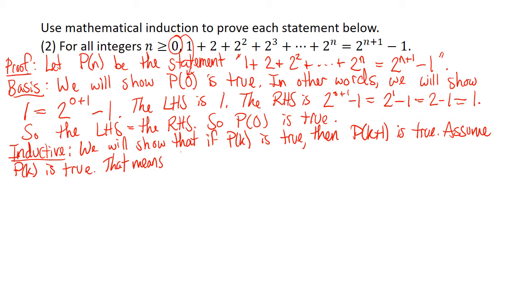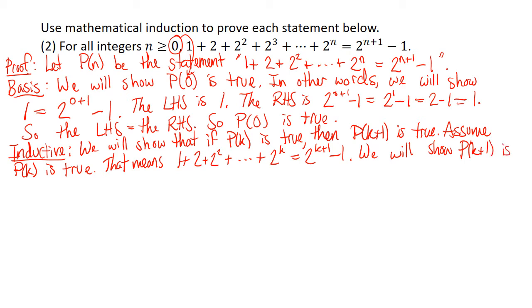So that means that 1 plus 2 squared plus ... up through 2 to the k equals 2 to the k plus 1 minus 1. So I'm just plugging in k for n, and then I think I abbreviated. I didn't include the 2 cubed, but that's in the dots. Okay, so that's what we get for our assumption. And now we need to show, so we will show that P of k plus 1 is true.